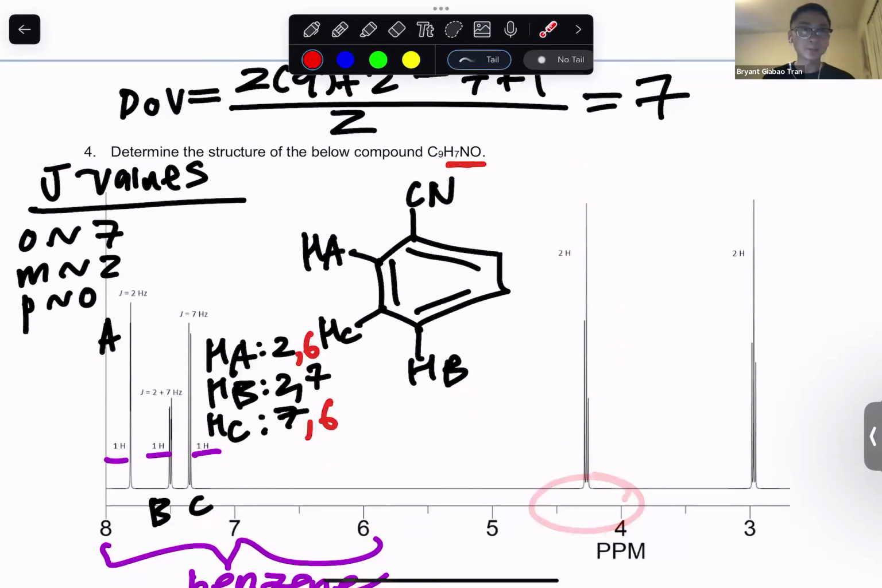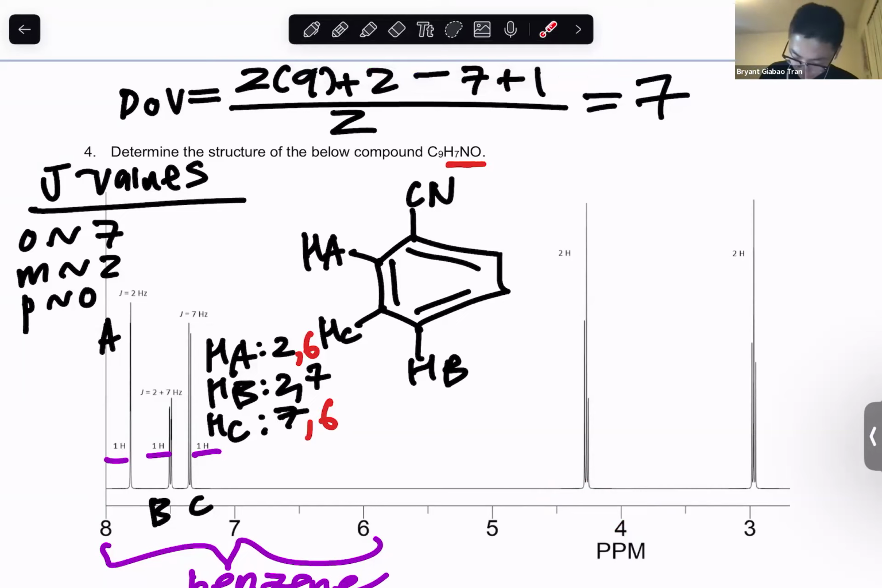And what do you notice about that peak right here? Like, what is it nearby based on its ppm value? Like, what does it mean if a hydrogen peak is around 3 to 4? What is it next to? Right. So since it's between 3 to 4, it's going to be next to an electronegative atom, where our only electronegative atom left is this oxygen right here. So let's put that oxygen right there.